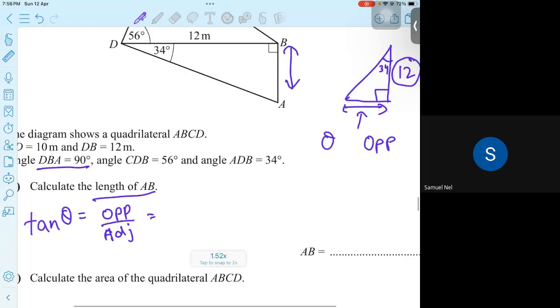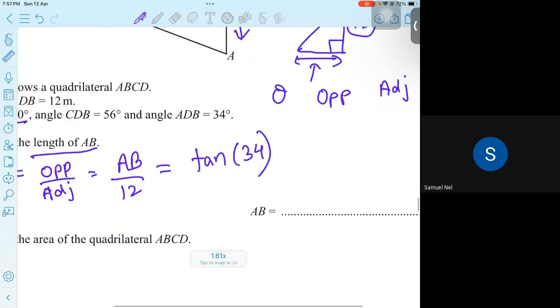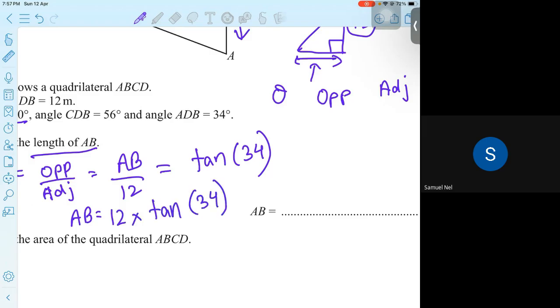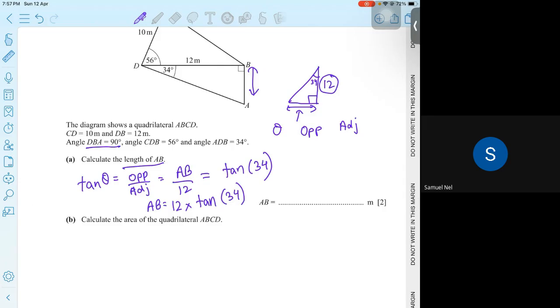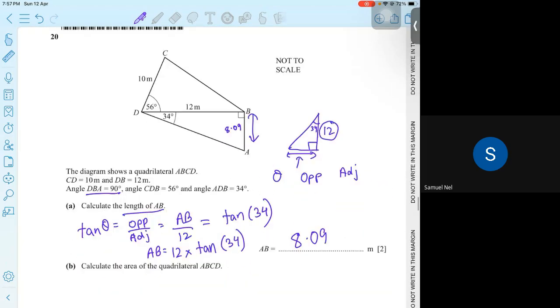So this comes out to be 12. Sorry, 12 is the adjacent one, and opposite is AB in our case, right? The tan theta is also given, tan 34. So for AB, all you have to do is AB is equal to 12 into tan 34. Are you with me? Any questions at all? So if you plug this in the calculator, you should get something like 8.09. Okay? Let's just write it. Something tells me that we might have to use this in the later parts.